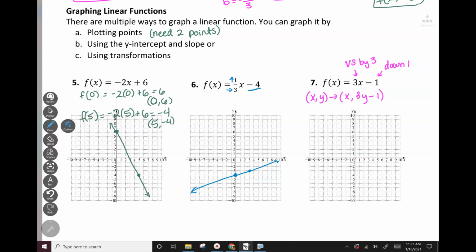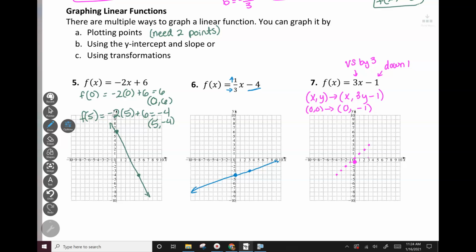Now the parent function, the linear parent function, goes through these points here. So if I take, say, this point 0, 0, and I plug it in here, the x is not going to change, and I have 3 times 0 is 0, minus 1 is negative 1. So I would have the point 0, negative 1 on my graph.